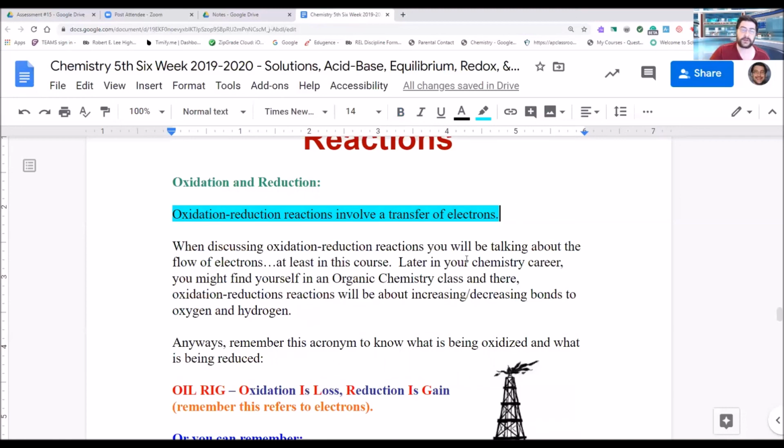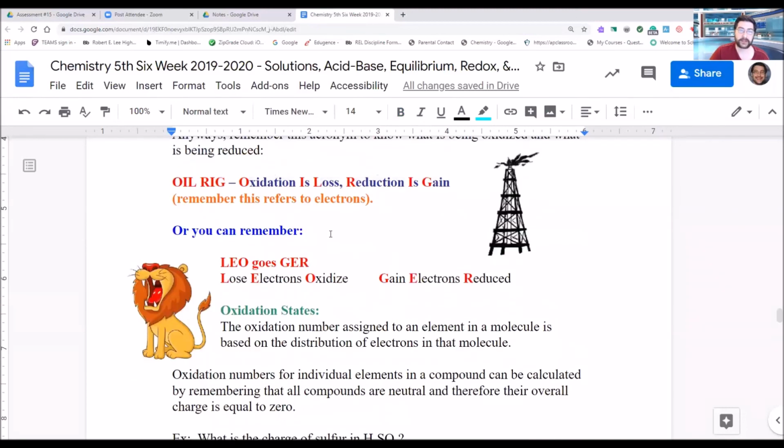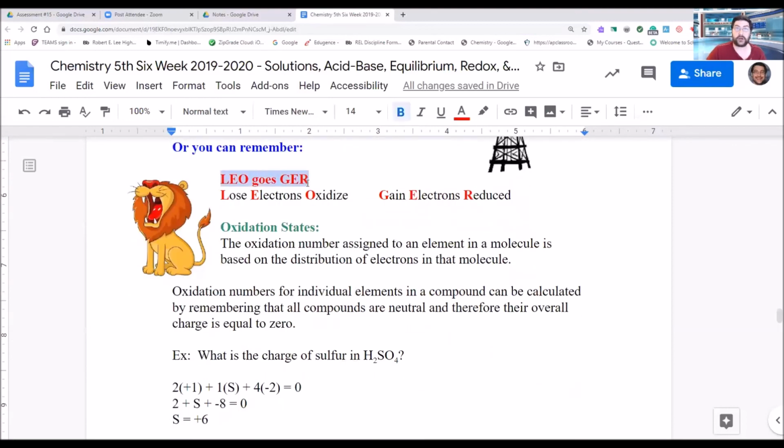And we're going to use a little mnemonic device here. I have two of them. They both accomplish the same thing, and you just decide which one you like the best, okay? So you can use OIL RIG as your mnemonic device, where oxidation is loss, reduction is gain. In this one, you just have to remember that we're talking about electrons. So if you lose electrons from an element, then it's oxidation, it's oxidized, and if you gain electrons, then it was reduced. Or you can use LEO goes GER, okay?